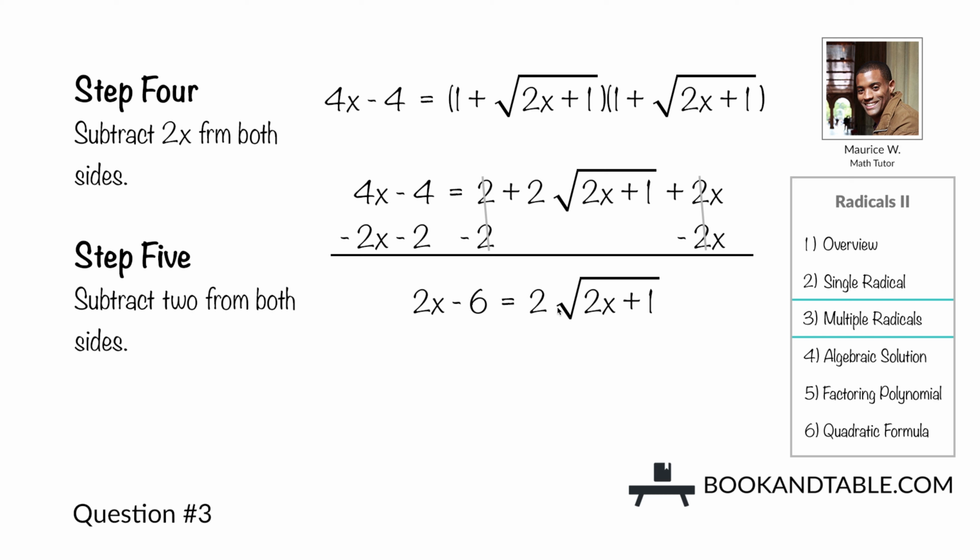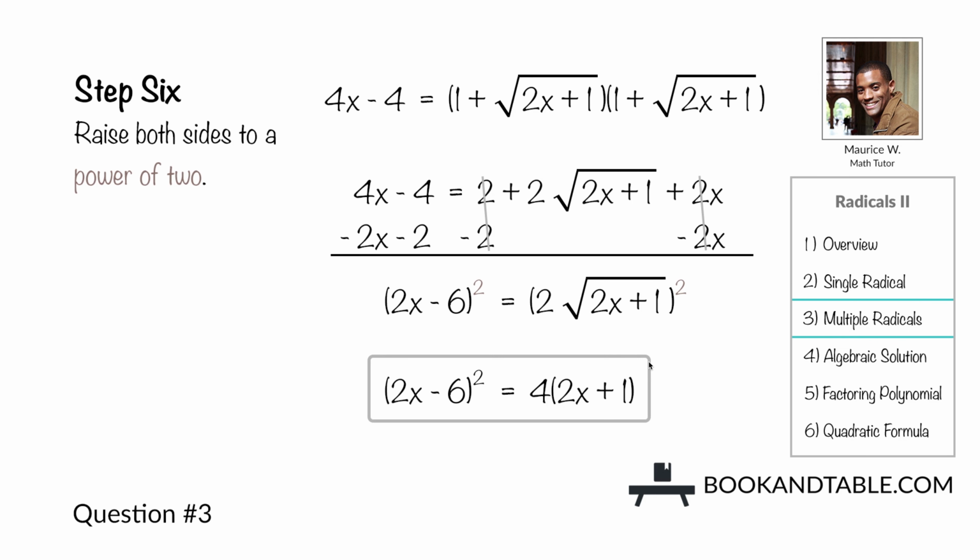So now we raise both sides to a power of 2 to get rid of this radical. So the final answer to question number 3 is 2x minus 6 squared is equal to 4 times 2x plus 1.